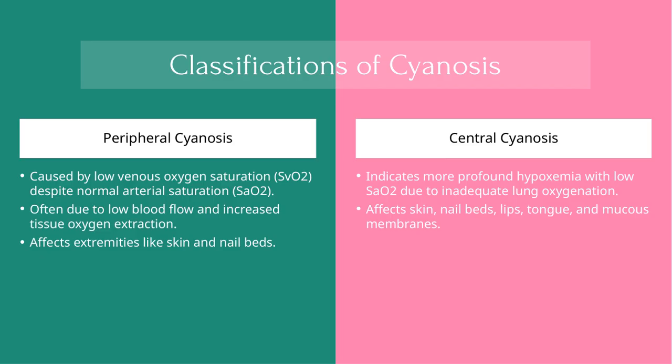In contrast, central cyanosis signifies a more pronounced hypoxemia. It occurs when SaO2 drops significantly, reflecting a more systemic problem with oxygenation, often related to lung issues. So, to sum up, understanding the difference between peripheral and central cyanosis helps us identify the severity and underlying cause of hypoxemia. This is crucial in clinical assessment and guides us in managing patients effectively.